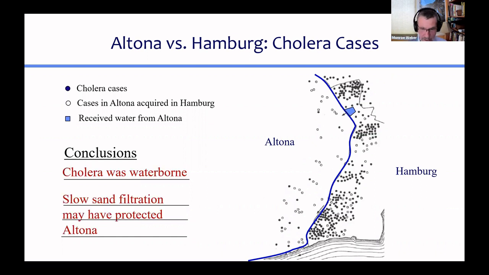So the conclusions from this is that cholera was waterborne and that they were using slow sand filters, and that slow sand filters may have, I'll be careful, I won't say it did because we don't know for sure, but slow sand filtration may have protected Altona. So just very interesting. So some contaminants you might be thinking about is, oh, you're not really a fan of having cholera in your drinking water.